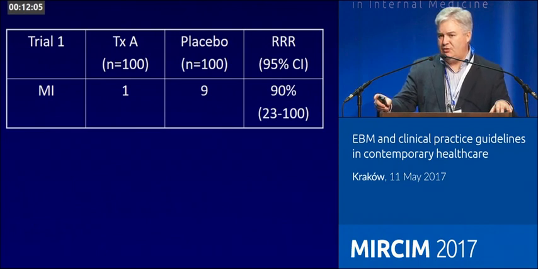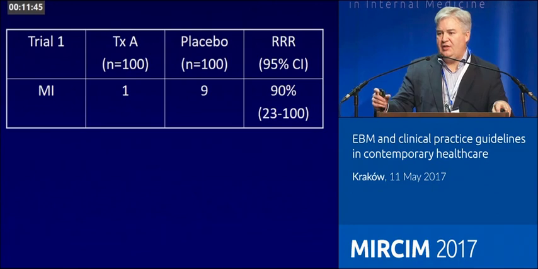Another way of looking at these same two trials. In our first trial, 100 patients received treatment A, and one of those patients had a myocardial infarction. In the placebo group, 100 patients received it and 9 had a myocardial infarction. Another way to look at this result is the relative risk reduction and the 95% confidence limit. The relative risk reduction is 90%, and the 95% confidence boundary around that treatment effect goes from a low value of a 23% relative risk reduction to a high value of 100% relative risk reduction.